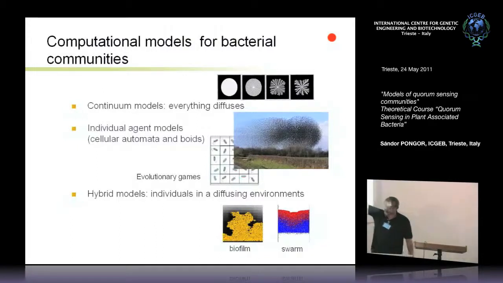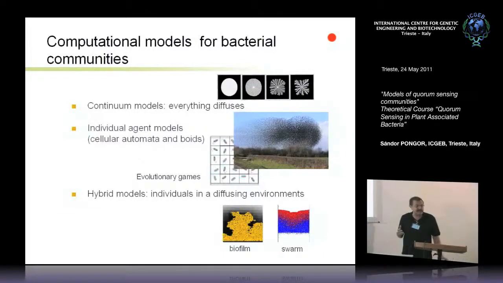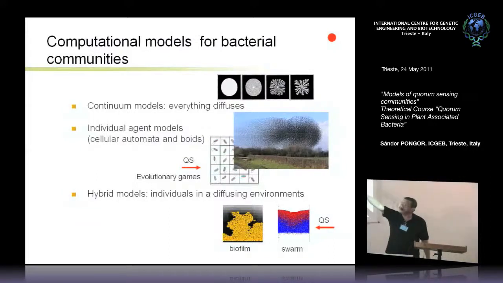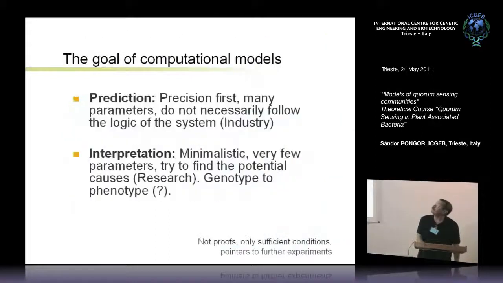Now, in the hybrid models, we have individuals, but we put them into a diffusing environment. Why is this important for quorum sensing? Quorum sensing is based on diffusible chemical signals, so you cannot do a very reliable modeling of quorum sensing without allowing some kind of diffusion. Quorum sensing was explicitly studied in two models, but nevertheless we go through all of them.